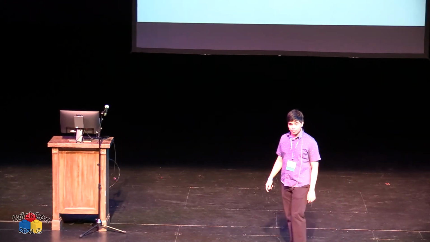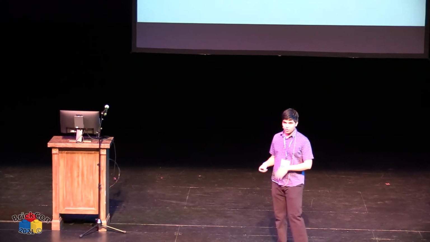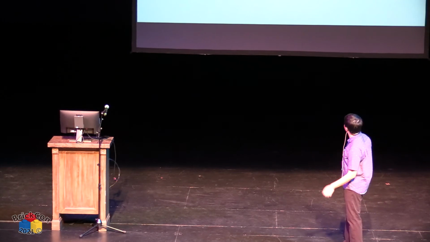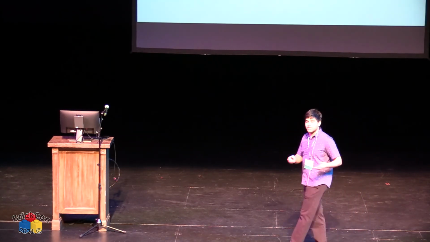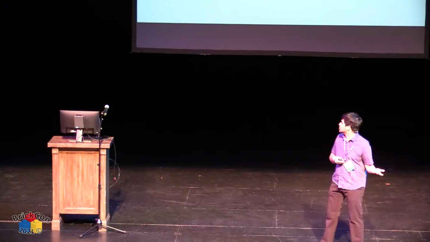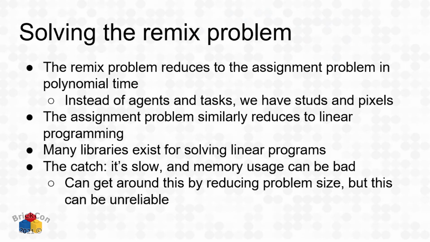The remix problem reduces to the assignment problem in polynomial time. That means we don't have to make any crazy cost sacrifices in order to reduce the problem, right? Instead of agents and tasks, we have studs and pixels, so we have original colors and replacement colors. And the assignment problem similarly reduces to linear programming. Many libraries exist to solve linear programs, where you have a bunch of variables and constraints, right? Easy peasy, we've done it, right?